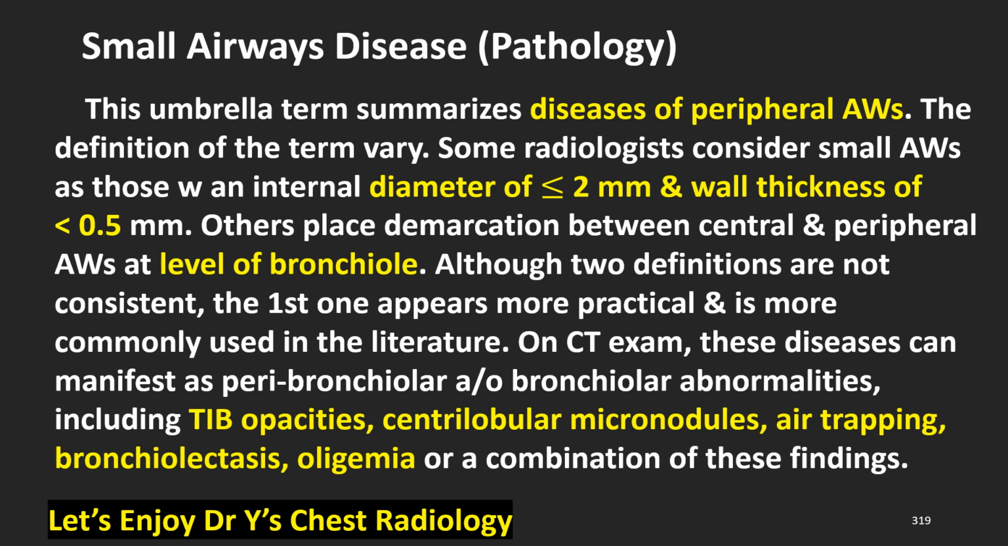Small airway disease, pathology. This umbrella term summarizes diseases of peripheral airways. The definition of the term varies. Some radiologists consider small airways as those with an internal diameter of less than 2 mm and wall thickness of less than 0.5 mm. Others place the demarcation between central and peripheral airways at the level of a bronchiole. Although the two definitions are not consistent, the first one appears more practical and is more commonly used in the literature. On CT exam, these diseases can manifest as peribronchial and/or bronchial abnormalities, including tree-in-bud opacities, centrilobular micronodules, air trapping, bronchial ectasia, oligemia, or a combination of these findings.